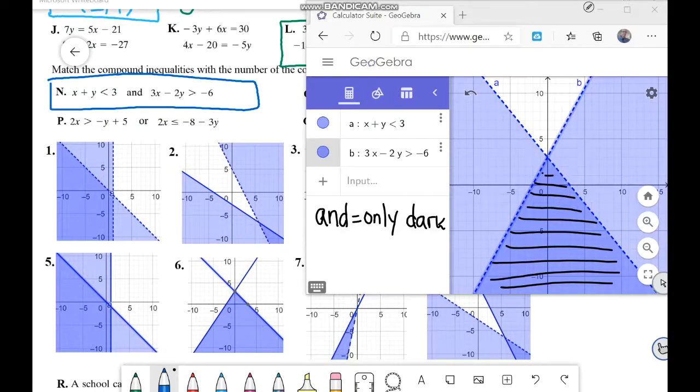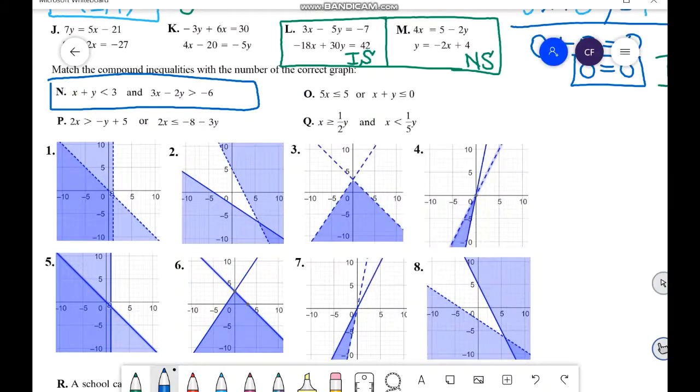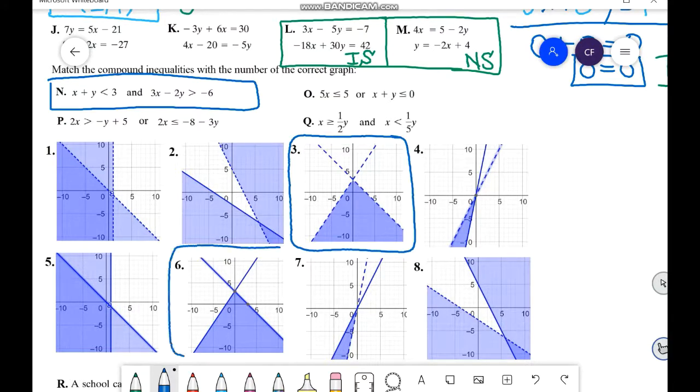Now let's find what is the right answer. The lines are dashed, both lines are dashed, and we have the dark blue area here on the bottom. The possible options are number 3, and we also have number 6, that kind of looks the same thing. Number 3 or number 6.